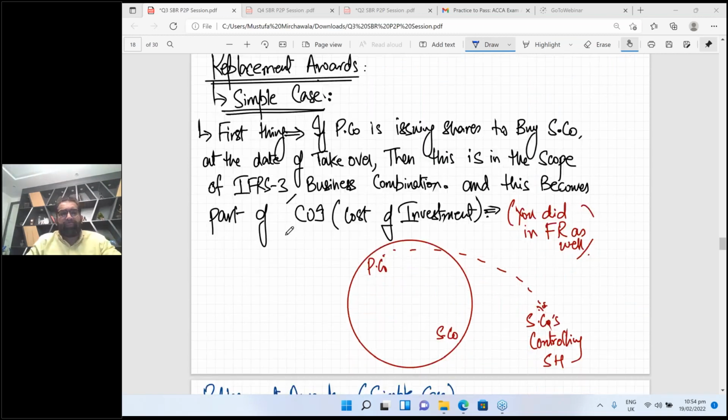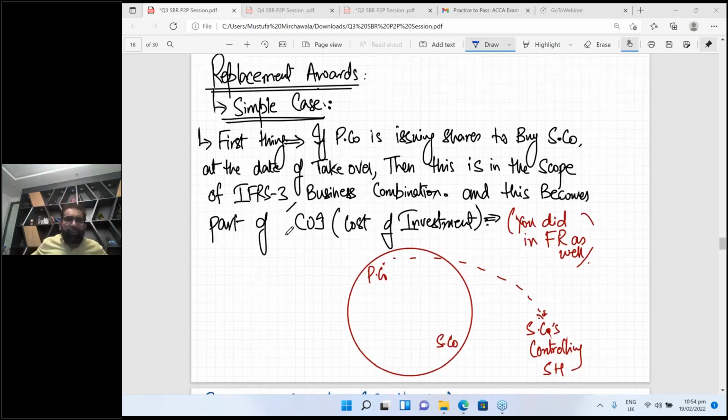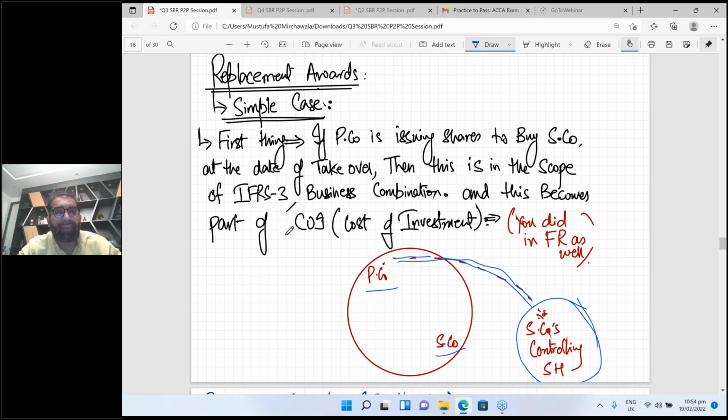This is the case which is written in front of you. This is an F7 level, FR level case. Listen, when the parent company acquires S company, the parent company goes and has a meeting with S company's controlling shareholders. I repeat, when the parent company buys the running business of S company, or acquires S company, the parent company first goes and meets the S company's controlling shareholders, and the parent company pays a price to these controlling shareholders.